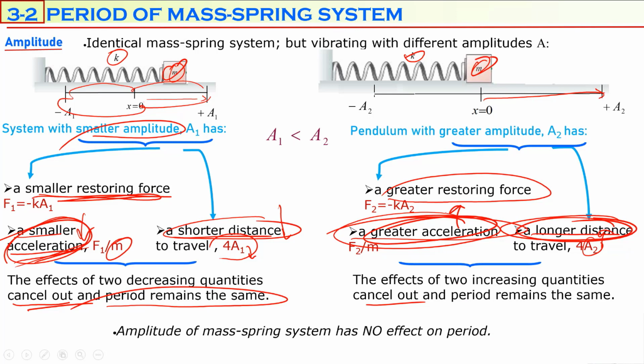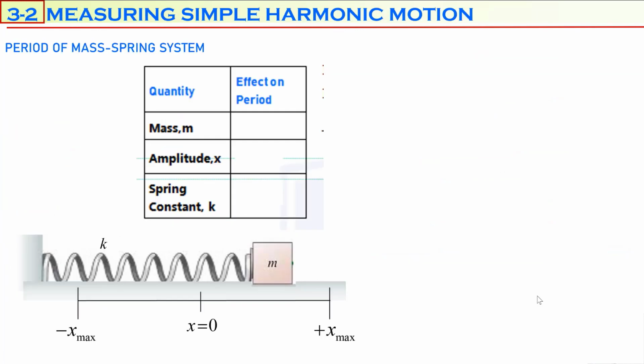As a result, does mass have an effect on the period? Yes. Does amplitude have an effect on the period? No. Does the spring constant have an effect on the period? Yes. So these two quantities have an effect on the period of the mass spring system, but amplitude has no effect on the period of the mass spring system.